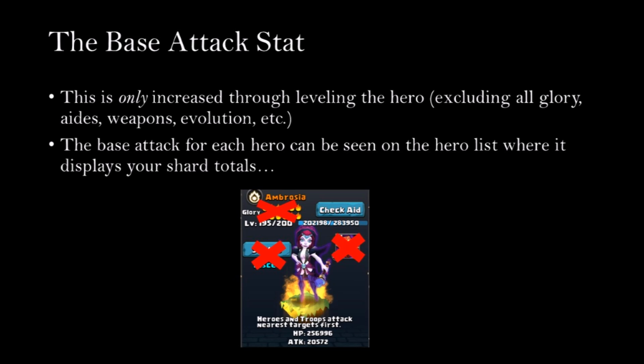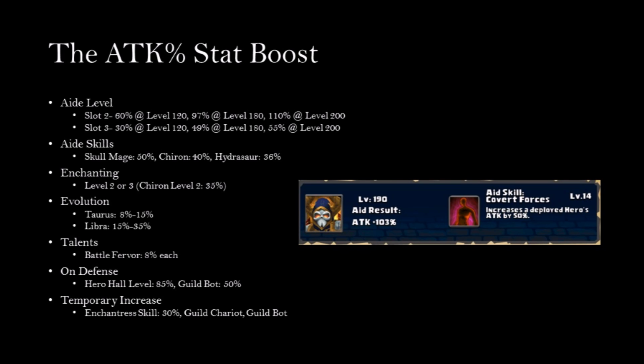So that number, you can calculate it. It's the number that is displayed. It's most easy to see on heroes with none of that, obviously, and I'll show you an example, of course, as I mentioned. So the next thing to look at is the attack percentage. This thing you can really start ramping up there. Go ahead and pause this again to see all the ways that you can level it up.